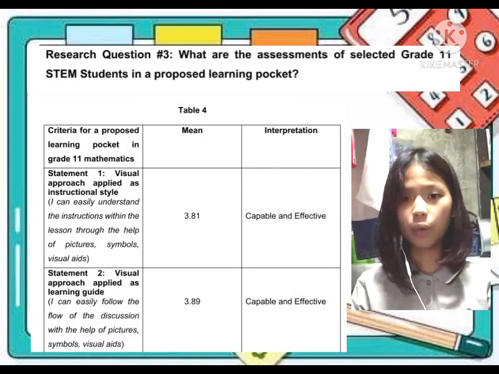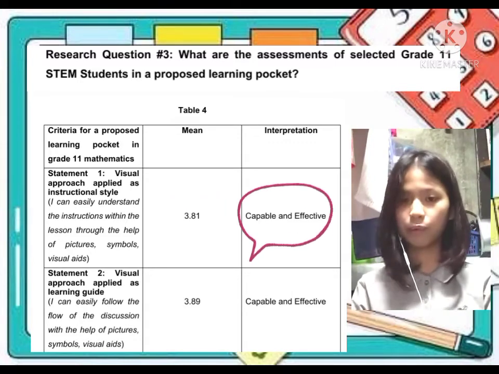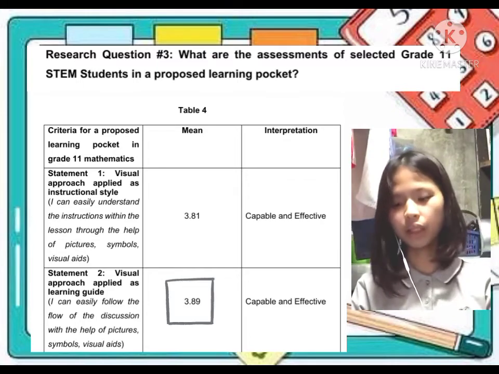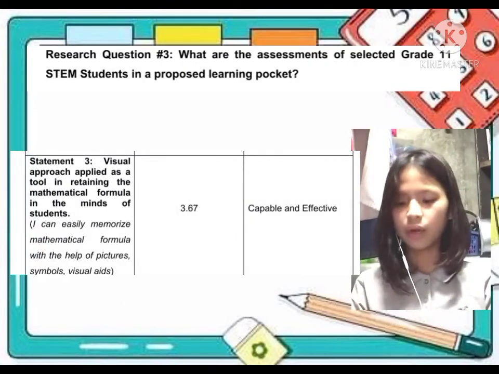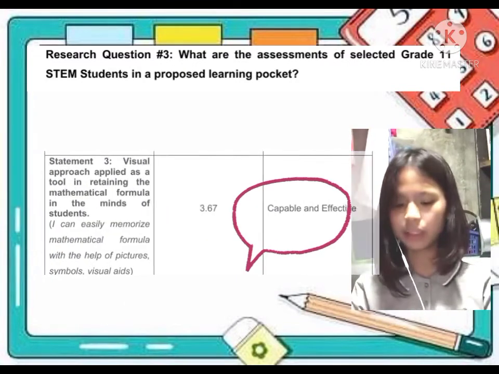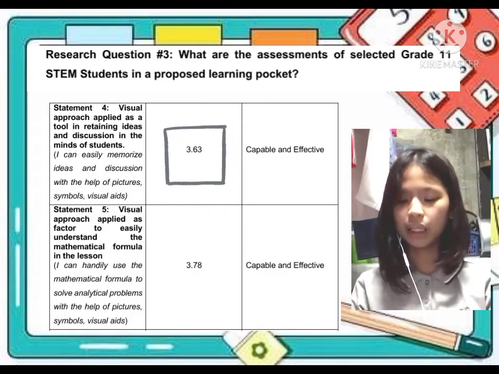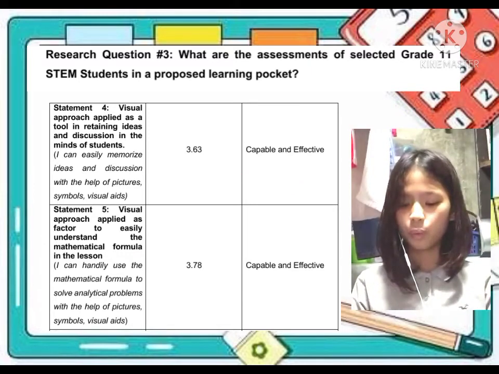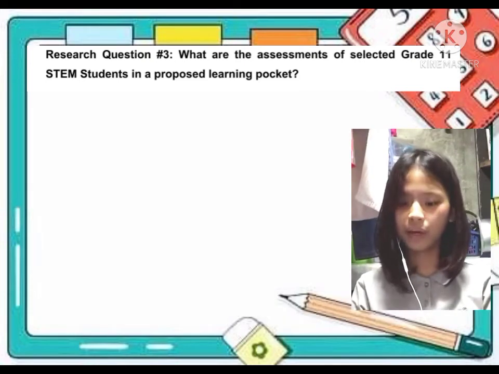Statement 1 has a 3.81 mean and the interpretation is capable and effective. Statement number 2 has a 3.89 mean and the interpretation is capable and effective. Statement number 3, we have a 3.67 mean and the interpretation is capable and effective. Statement number 4, we have a 3.63 mean and the interpretation is capable and effective. Statement number 5, we have a 3.78 mean and the interpretation is capable and effective.